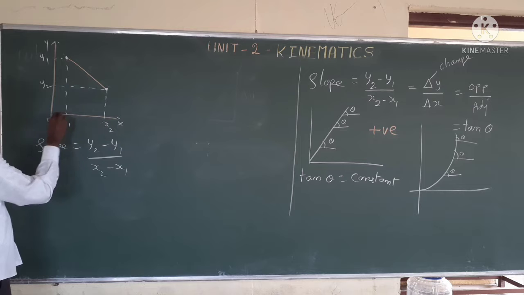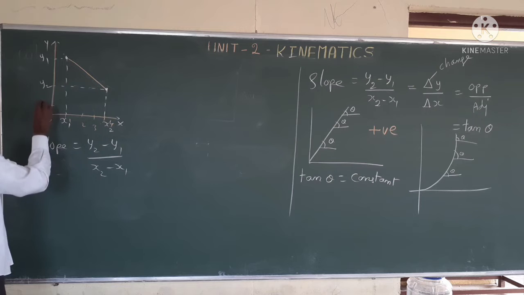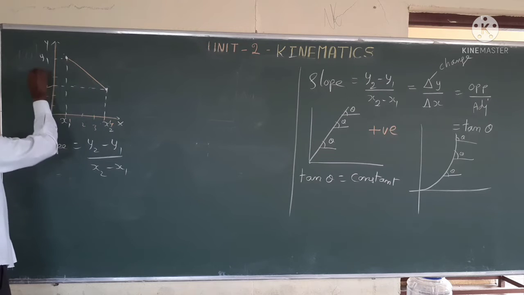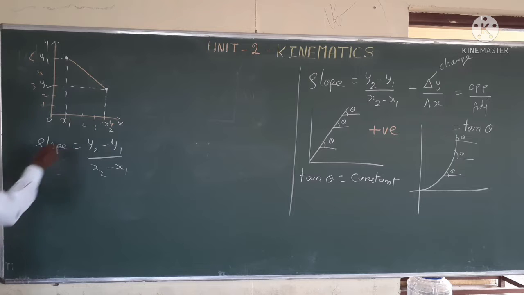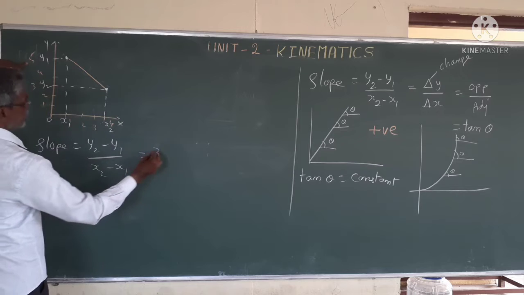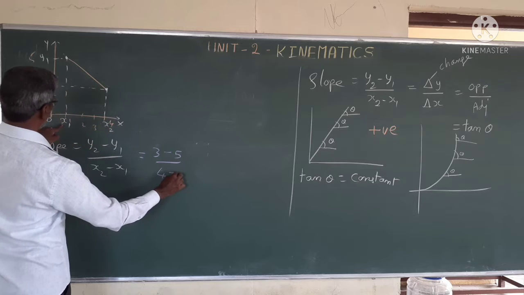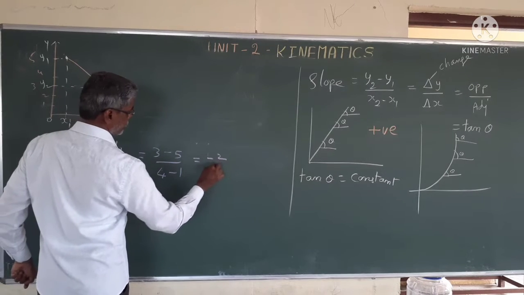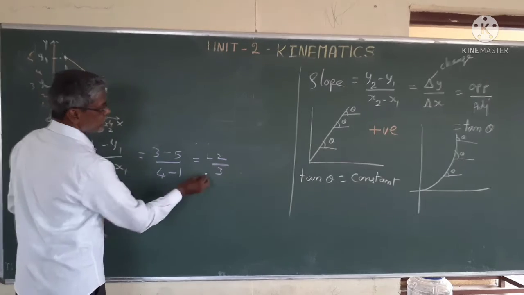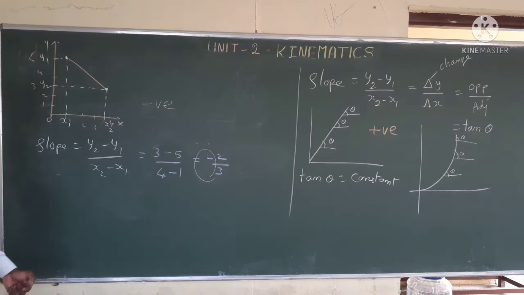Now see the values. This is 0, 1, 2, 3, 4, and here, for example, 1, 2, 3, 4, 5. Now substitute the values here. The value of y2 is 3, y1 is 5, x2 is 4, x1 is 1. You get minus 2 by 3. So you are getting a negative value. Therefore the slope will be negative when the line moves from top downwards. Clear?